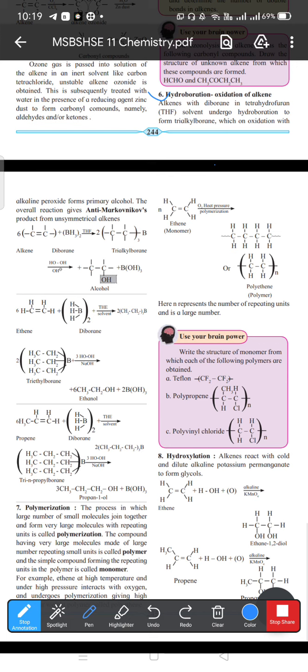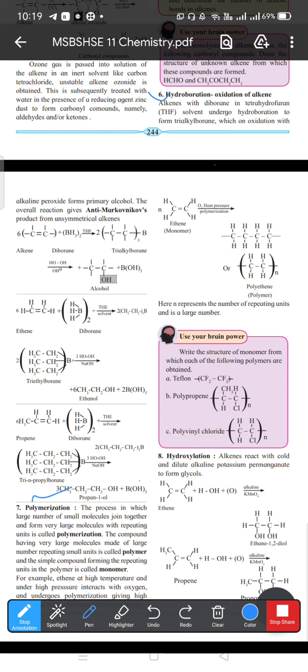Now, the next reaction we'll see is from propene. When propene reacts with diborane in the presence of THF, it gives tri-n-propyl borane, which can be treated with hydrogen peroxide in the presence of NaOH. It gives 3 molecules of CH3CH2CH2OH, that is called propan-1-ol, along with B(OH)3.